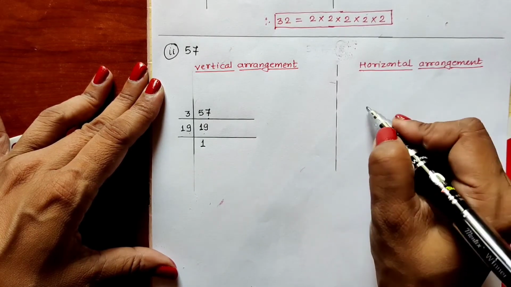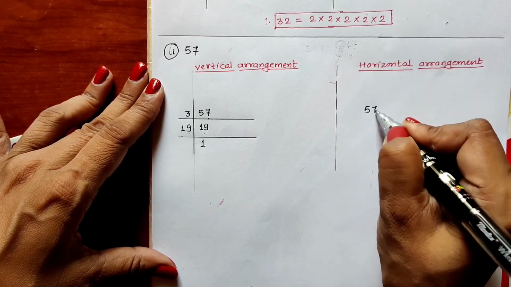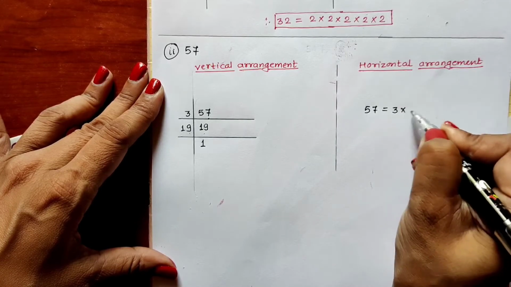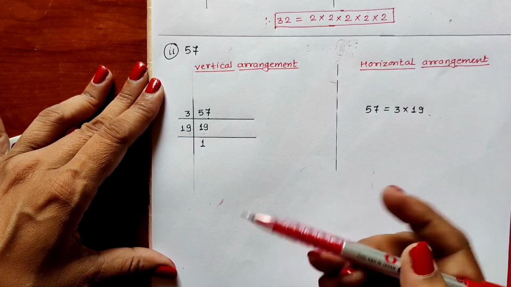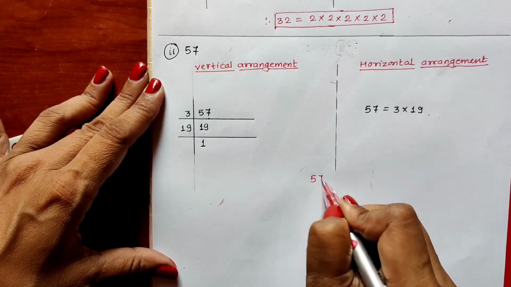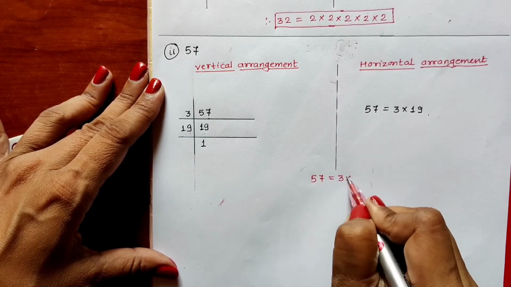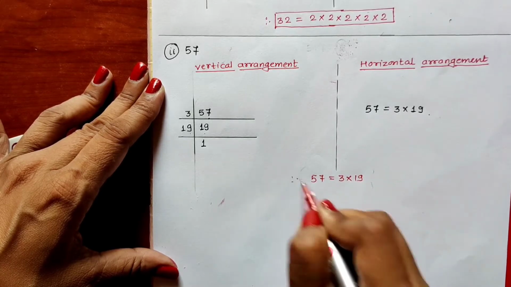So let us write in horizontal arrangement. 57 is equal to 3 multiplied by 19. So in this way the factors of 57 we are getting as 57 is equal to 3 multiplied by 19.